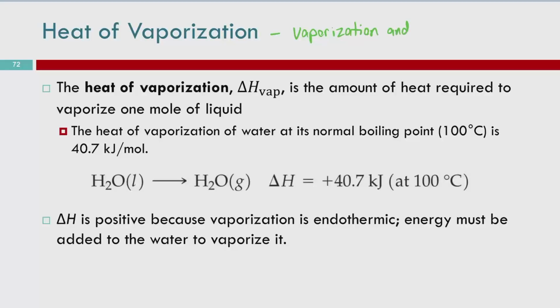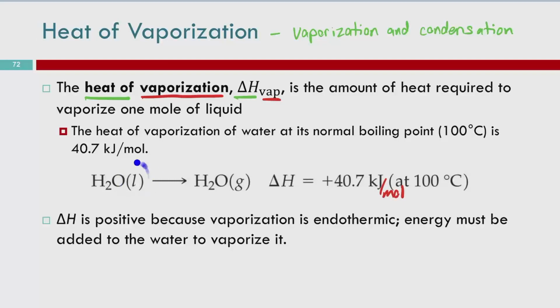So this works for vaporization and condensation. The slides are going to look pretty similar. It's the same general idea. So we've got heat of vaporization, delta H. Delta H is the heat of, and then vaporization we shorten to VAP. So delta H VAP. This is the amount of heat required to vaporize 1 mole of liquid, so it's still per 1 mole. The heat of vaporization of water at its normal boiling point is 40.7 kilojoules per mole.